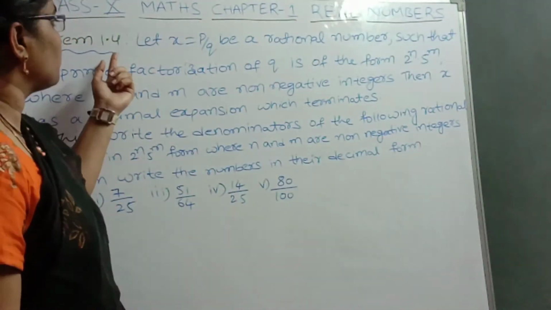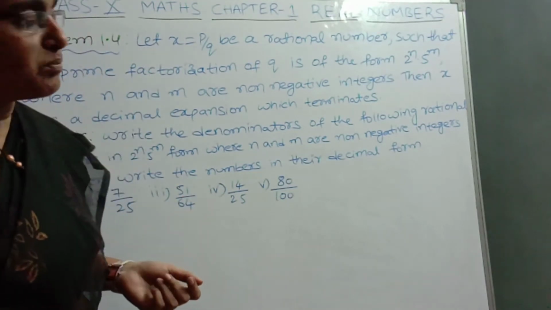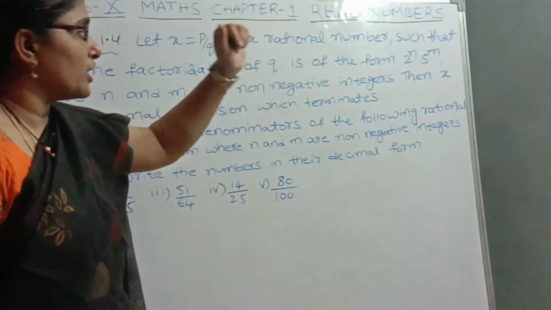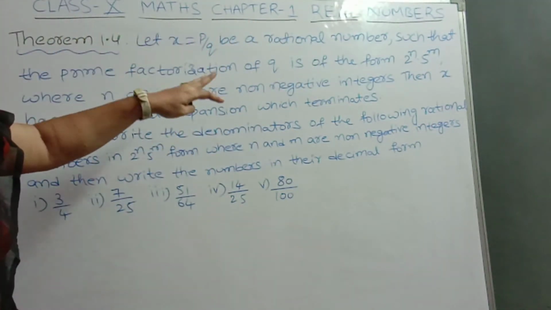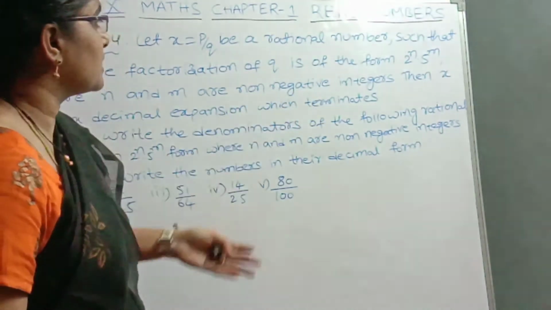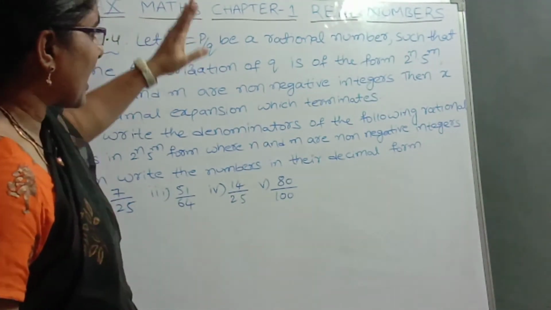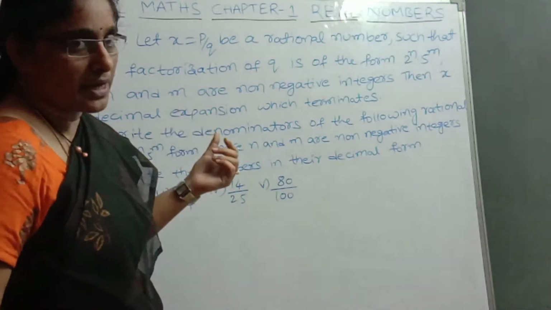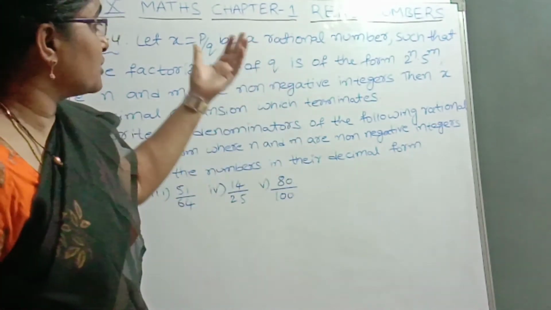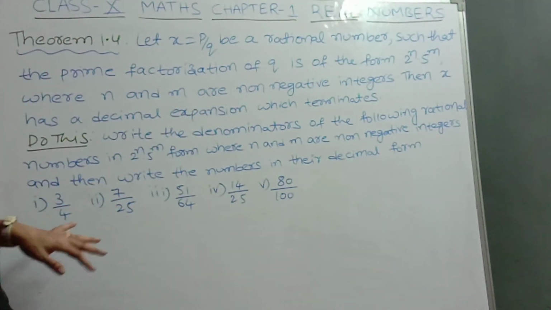Next one is theorem 1.4, that is what? Let x equal to p by q be a rational number such that the prime factorization of q is in the form of 2 power n into 5 power m, where m and n are non-negative integers. Then x has a decimal expansion which terminates. That is, here x is given in the form of p by q. Now we have to write it in the form of what? Decimal expansion form, that is terminating decimal expansion. Before, we wrote the decimal expansion into p by q form. Now we have to write the p by q form into the decimal form.